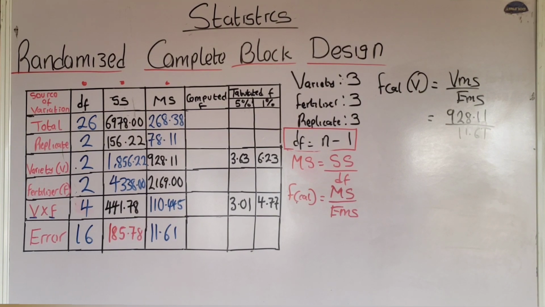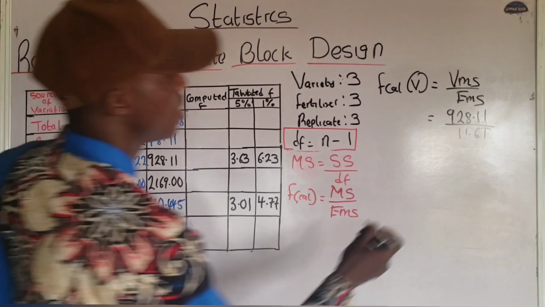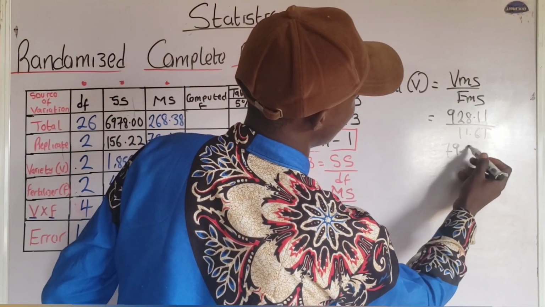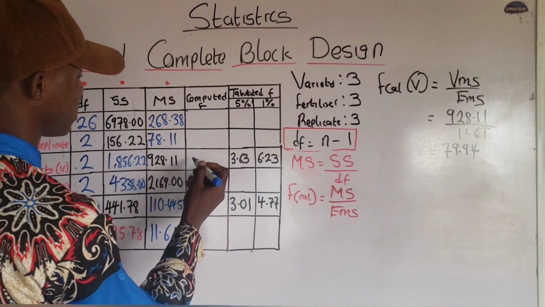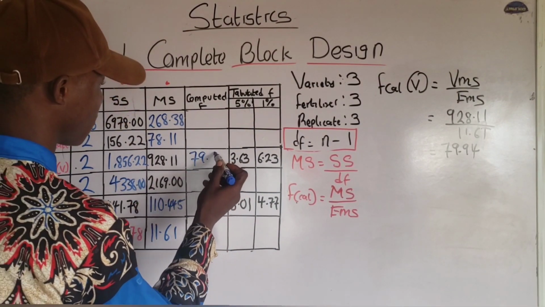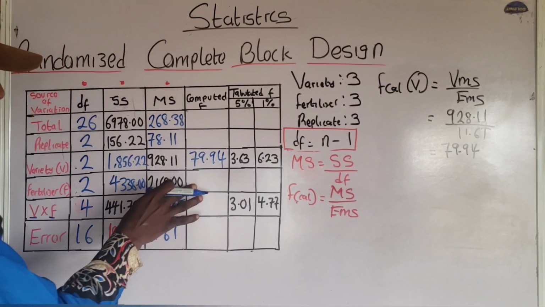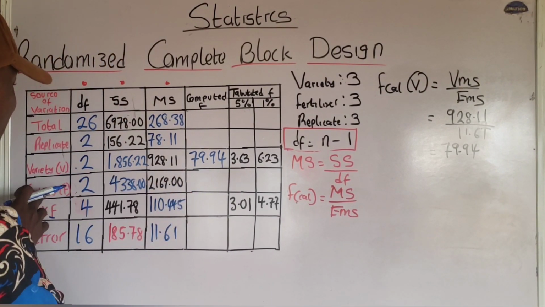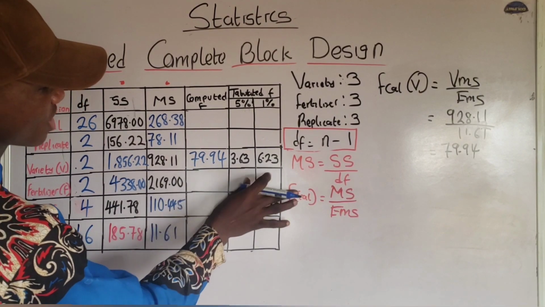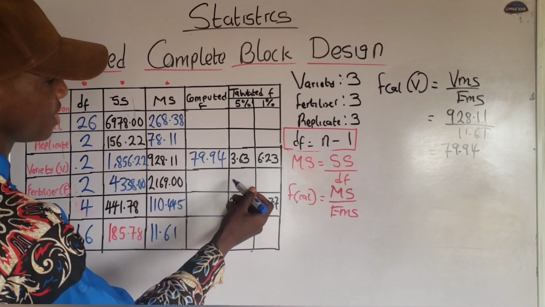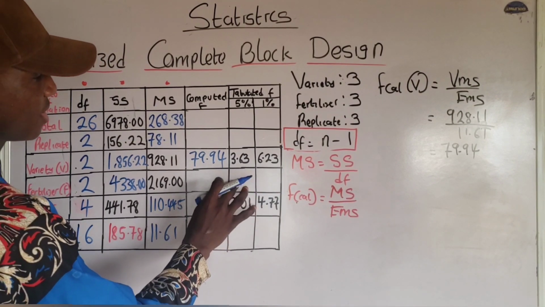928.11 divided by 11.61 will be 79.94. You understand? So the value for these cells is 79.94. Now, we don't even need the fertilizer FK, because we are not given the critical value for fertilizer.